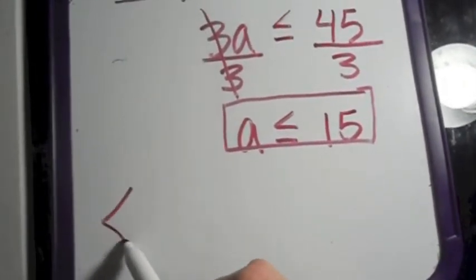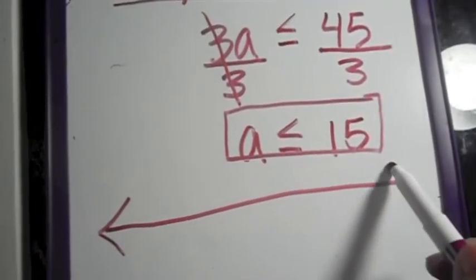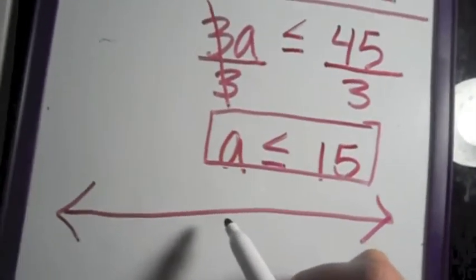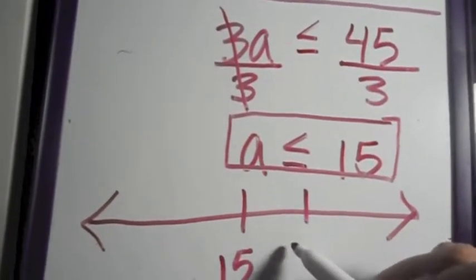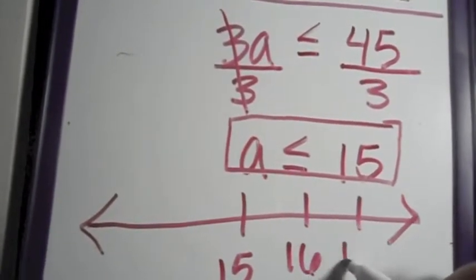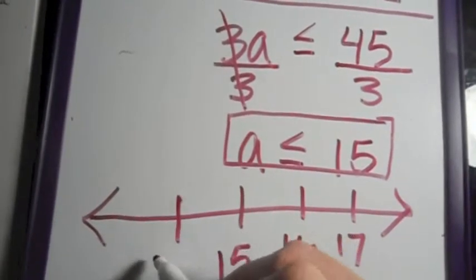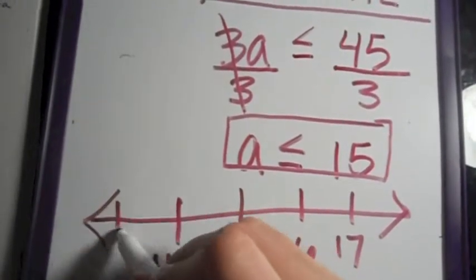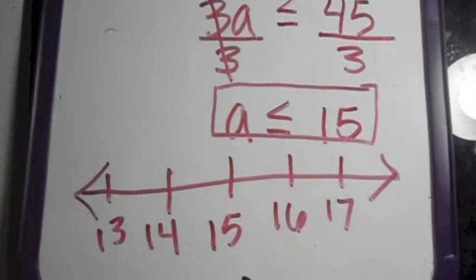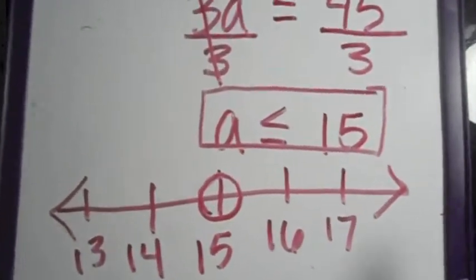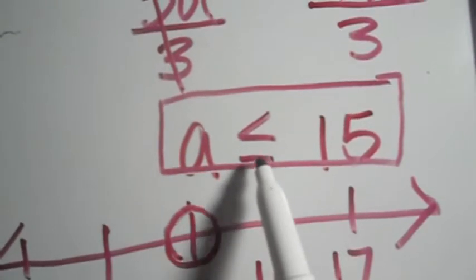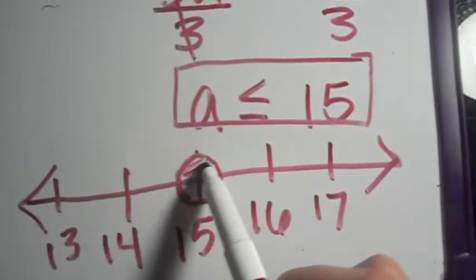So we draw our number line. I like putting 15 in the middle. That's our point that we're going to be working around. We'll put our point on 15. Do I fill it in? Yes, we do, because it can be equal. So we fill it in.